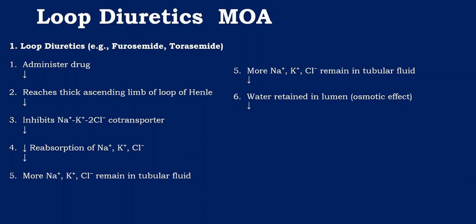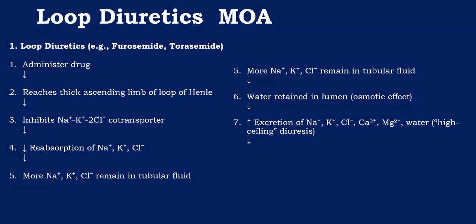So more electrolytes stay in, more water stays in. That sounds like it leads directly to more urine. Exactly. That's the diuretic effect. You get a significant increase in the excretion of sodium, potassium, chloride, and also, importantly, calcium and magnesium are affected too, plus all that extra water. And this effect is quite potent. Very potent. That's why we call it high-ceiling diuresis. These drugs can produce a much greater diuretic effect, a higher ceiling, compared to some other types of diuretics. High ceiling. Got it. And do they work quickly? Yes, that's another characteristic. Loop diuretics generally have a rapid onset of action. You see the effects relatively quickly after administration.